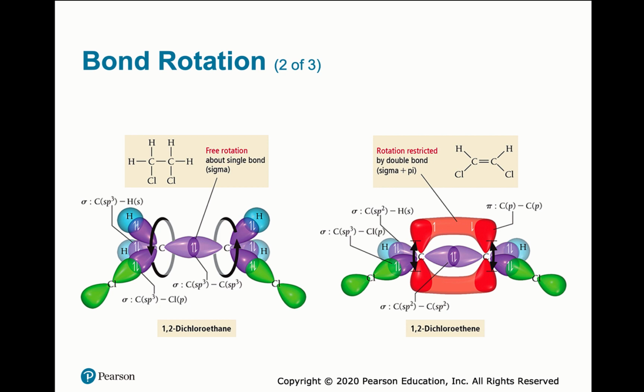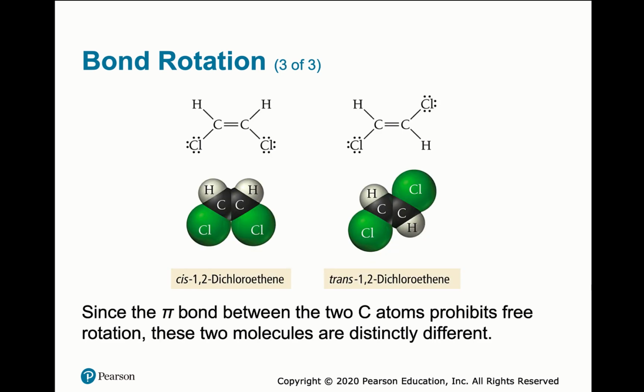So for 1,2-dichloroethene, that pi bond is not going to be easily broken. Whereas for a single bond, the 1,2-dichloroethane, it's free to rotate. It's very easy to rotate that bond. And because you have the double bonds and these are hard to break, you have cis-trans isomerization. And we mentioned cis-trans before.